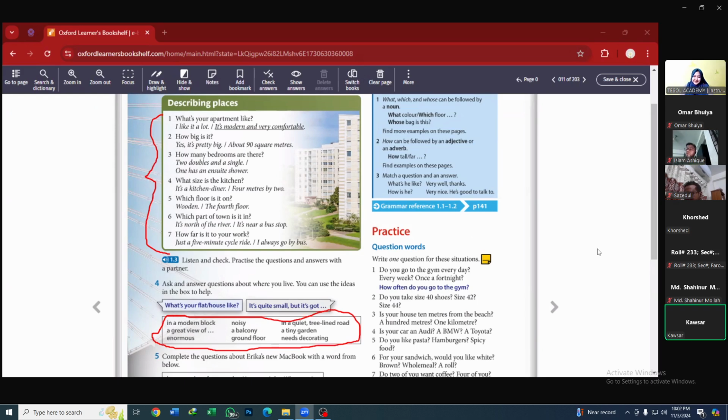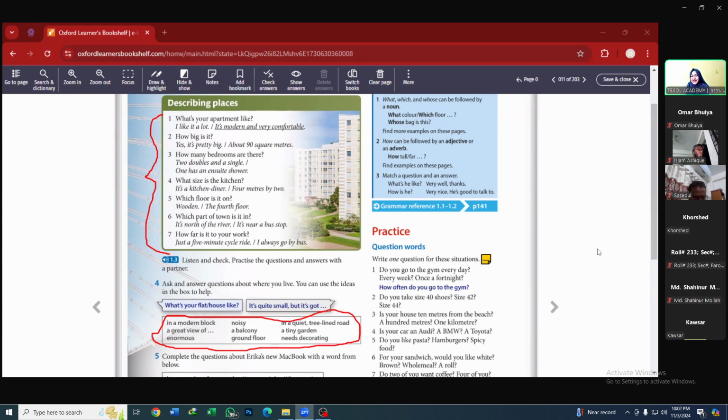First question, what's your apartment like? My apartment is beautiful and comfortable. Thank you. How big is it? It is 1,200 square feet. Thank you. Next question. How many bedrooms are there? 2 bedrooms and a single bedroom.